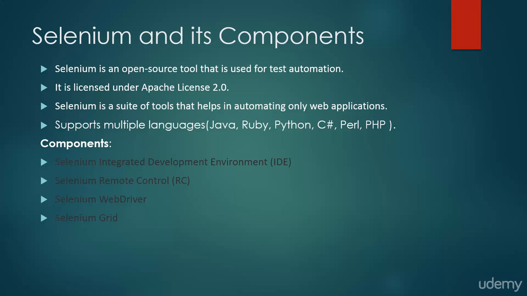Selenium supports multiple languages. Some examples are Java, Ruby, Python, C#, Perl, and PHP. In this course, we'll be covering Java. The components of Selenium are Selenium Integrated Development Environment, also known as Selenium IDE, Selenium Remote Control, known as Selenium RC, Selenium WebDriver, which is what this course is about, 2.0 of course, and then Selenium Grid, which allows you to test multiple iterations of Selenium at the same time.